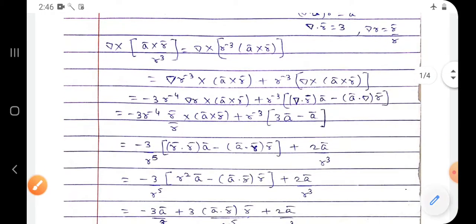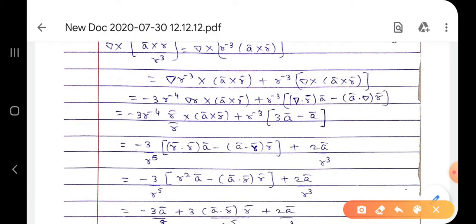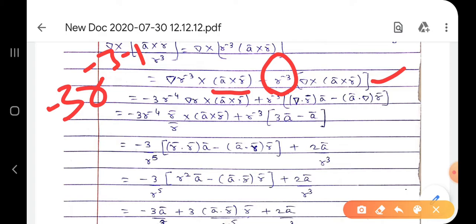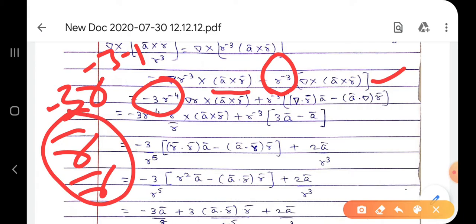Okay, now do the calculation. So here del phi means del of r raised to minus 3 cross a bar cross r bar plus r raised to minus 3 as it is, del cross a bar cross r bar. Understood this step? Now what is the derivative of r raised to minus 3? Derivative of r raised to minus 3 is minus 3 r raised to minus 3 minus 1, means minus 3 r raised to minus 4. Correct? And into derivative of r is del r, or you may write directly r bar upon r.